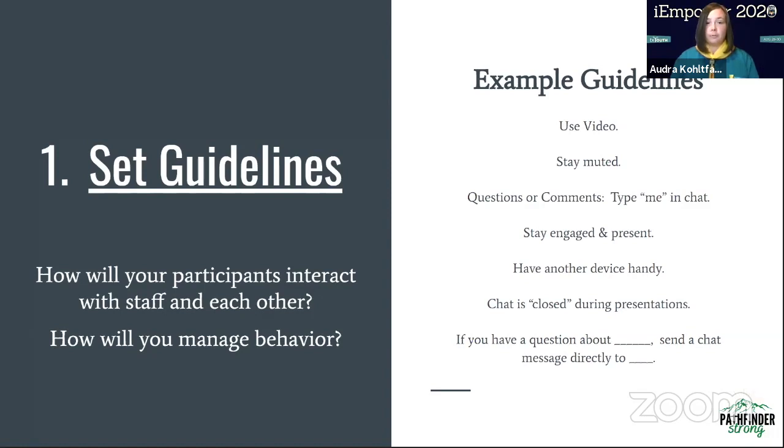And then lastly, you want to set up some procedures ahead of time for what people do if they have questions or problems. So for example, if you have a technical problem with Zoom, then you need to send a chat message to this staff member. Or if you have a question about your points, then you send a direct chat message to this Pathfinder staff member. So just make sure you set up those procedures ahead of time about how you want your kids to handle it when they have problems or questions about specific things.